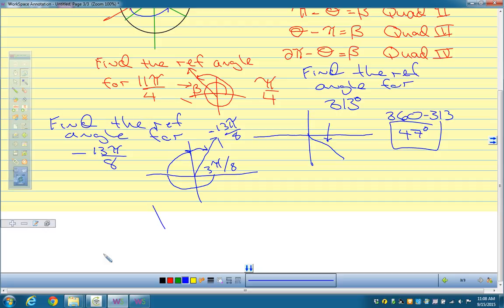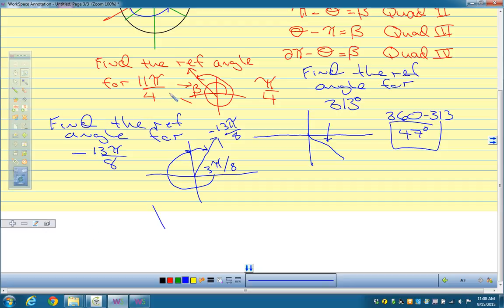So don't try to convert, because I saw in your quiz, a lot of you guys are trying to change it into degrees and then change it back, and it just makes your life more confusing. Yes, sir? Would it be 3 pi over 8 or negative 3 pi over 8? The reference angle is always positive, so it's 3 pi over 8. Okay?